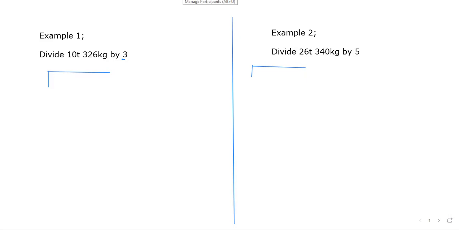Today we'll be looking at division of mass. Now, there are two ways you can divide mass. The first step you're going to do is using the simple long division method to divide this mass.